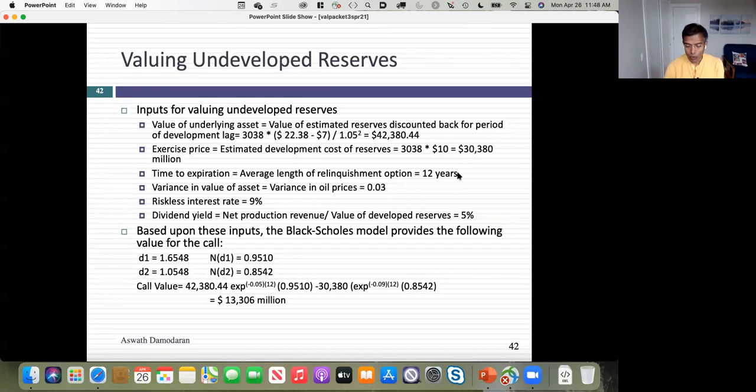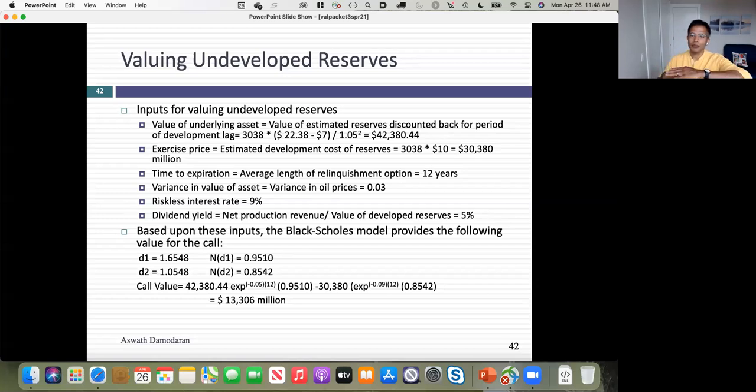I can wait. And because I can wait up to 12 years, the variance in oil prices is 0.03, and I give up 5% in cash flows every year, I basically have all of the inputs to an option pricing model. The D1, D2, N of D1, N of D2. Now, remember when we talked about N of D1 and N of D2, I said they look a lot like probabilities. In fact, N of D2 is often in option pricing referred to as a risk neutral probability that S will be greater than K. In other words, there's an 85.4% chance that the reserves will be developed. Why is it so high? Because the reserves are already viable and there's a very high chance that they will be developed. And valued as options, the value that I get for these reserves is $13.3 billion.